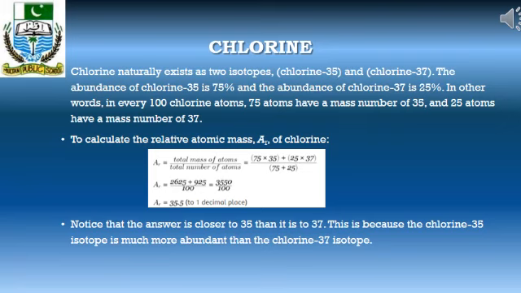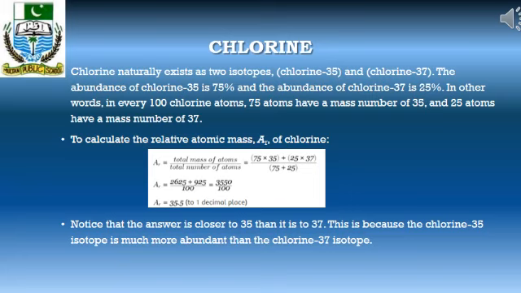Okay, after calculation we get the Ar or relative atomic mass of chlorine, that is 35.5. So from the answer you can see that 35.5 is closer to 35 than to 37. It means that the chlorine 35 isotope is much more abundant than the chlorine 37 isotope.